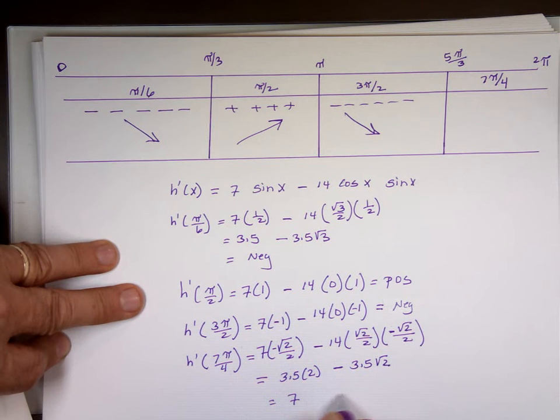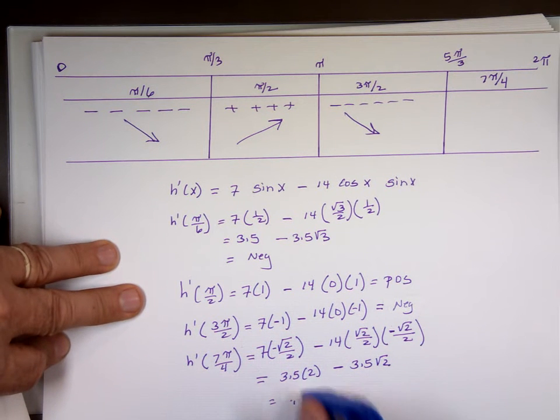That's 2, that's the square root of 2. 2 is bigger than that number. So definitely it's a positive value. I don't even have to calculate it. This is bigger than that.